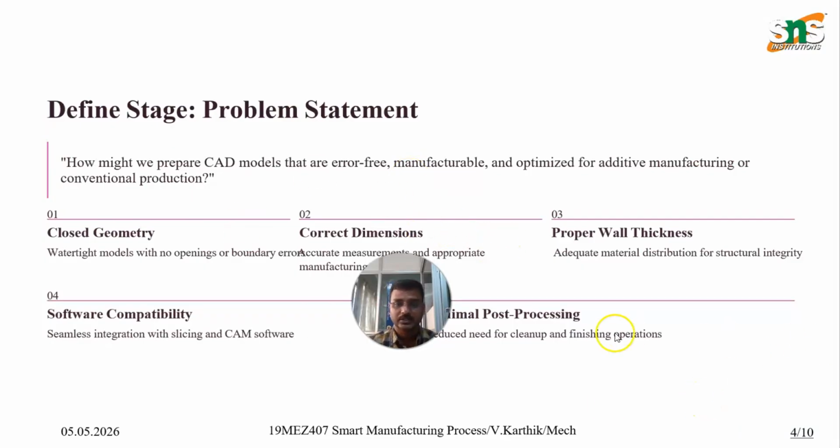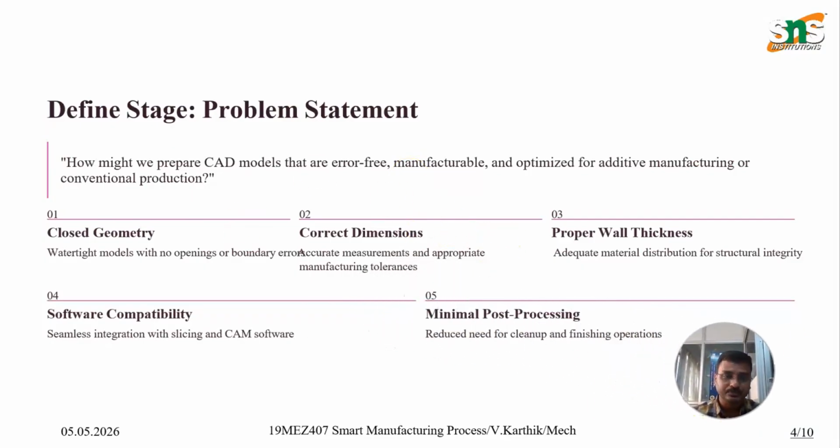The define stage. Let us discuss the problem statement of the CAD model preparations. We need CAD models that are error-free, manufacturable, and optimized for additive manufacturing or conventional production. The first point is closed geometry, where there are no boundaries or openings for the other layout to join. So closed geometry for the designs, and correct and accurate dimensions, which will give the appropriate manufacturing tolerances and measurements. This will help during the production time.